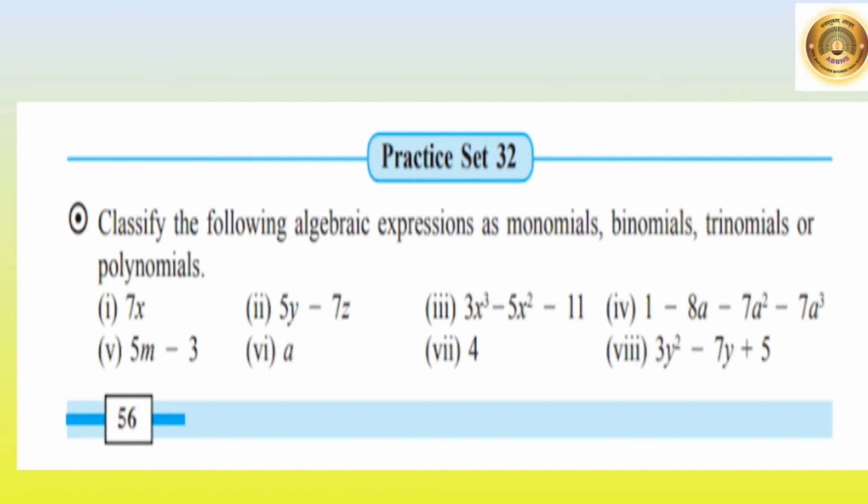Now let's see practice set number 32. The question is, classify the following algebraic expressions as monomials, binomials, trinomials or polynomials. In this case, you can make 4 columns and give the headings as monomial, binomial, trinomial and polynomial and put each of them under the respective column. Like for example, the first question is 7x. 7x is a monomial, so you will put it in the column of monomial. Second question is 5y minus 7z. It has got two terms, so you'll put it in the column of binomials. In the same way, you can complete the question.